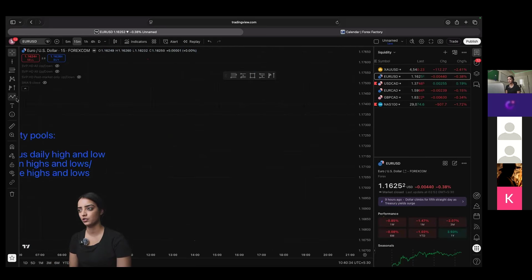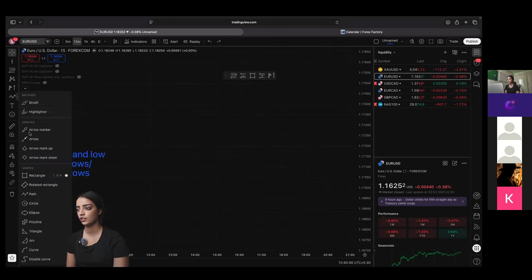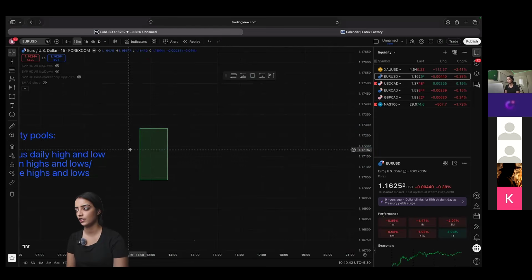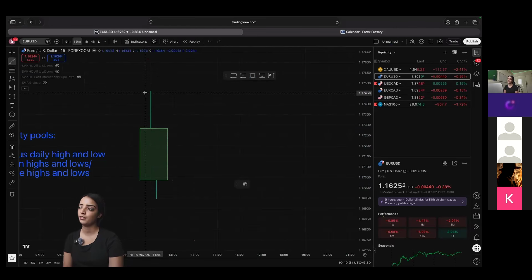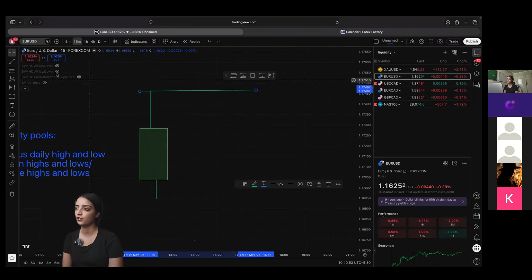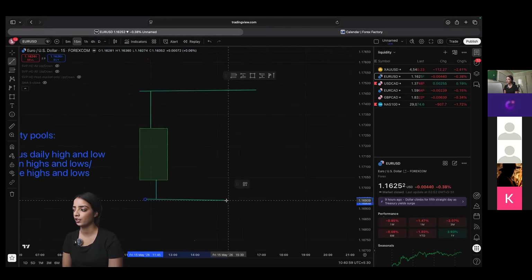What do I mean by liquidity pools? Let's say this is the daily low. Maybe let me just show you in a candle first. Let's say this is the daily candle, previous daily candle, and this is the low. This is the high. Now, I said previous daily low and high is going to act like a major pool of liquidity. This is the previous daily high, this is the previous daily low. These are going to act like major pools of liquidity.